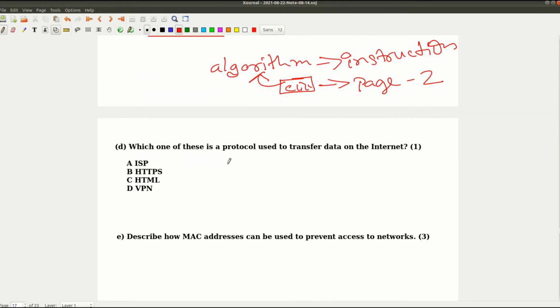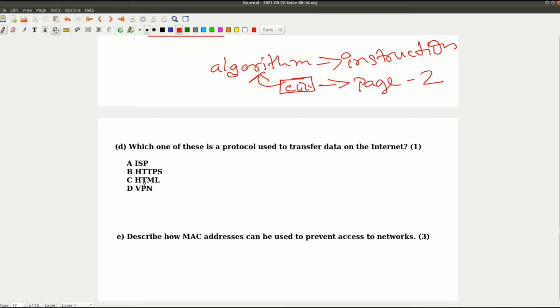Which one of these is a protocol used to transfer data to the internet? Okay, so we know VPN. What is VPN? We use a VPN to change our country, because some content we can't access, so it changes our IP address. Maybe it changes from Bangladesh to Canada, and then you can see certain information or certain articles. Like Medium, I think we can't access.